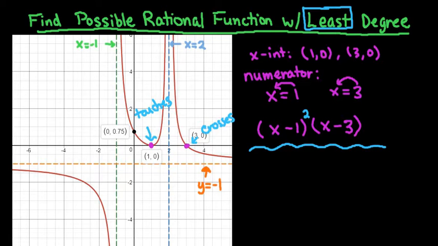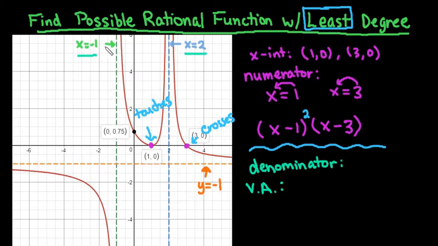So what we want to look at next is our denominator. Remember that this helps us find our vertical asymptotes. So the denominator comes from our vertical asymptotes. This one does not show us any holes, so we can't say that there are any holes in the graph. So we're just going to look at our vertical asymptotes to help us find our denominator.